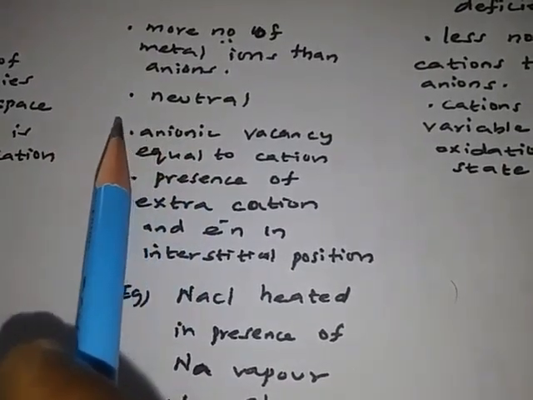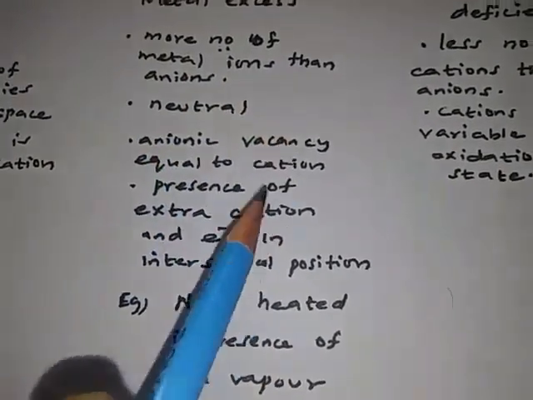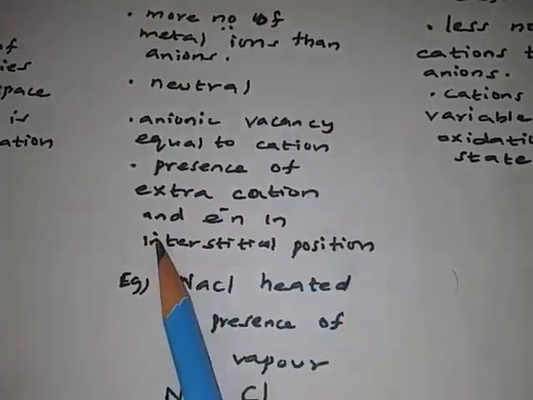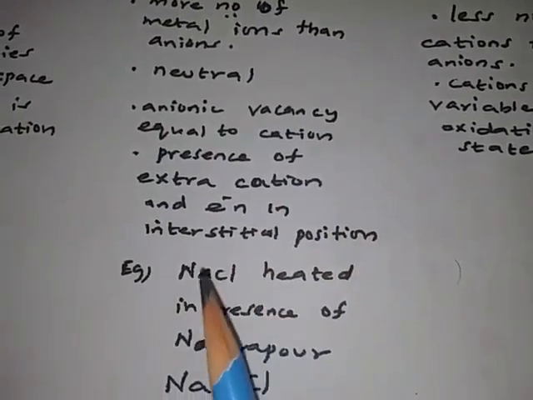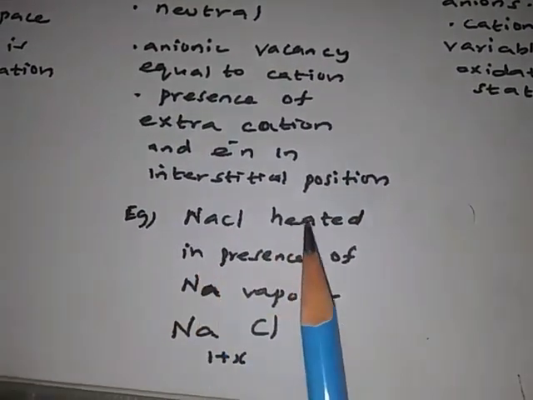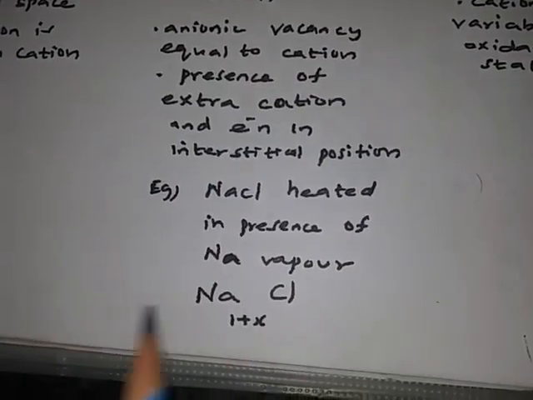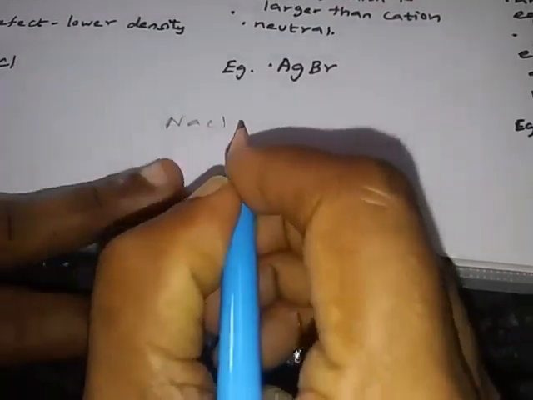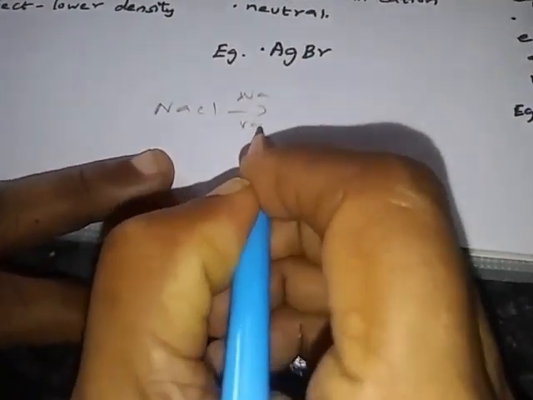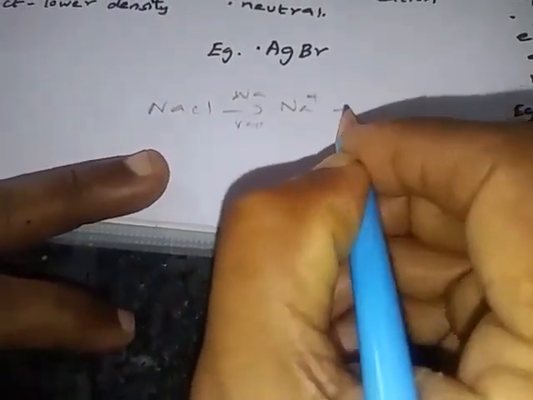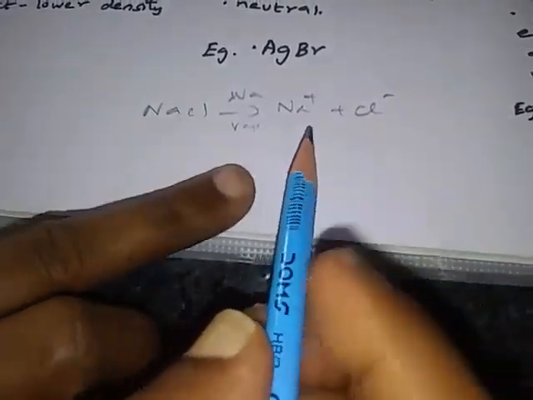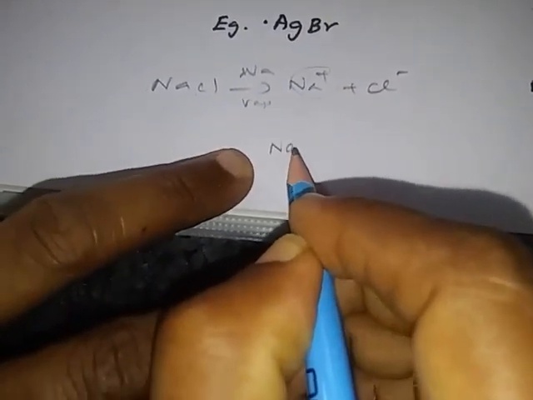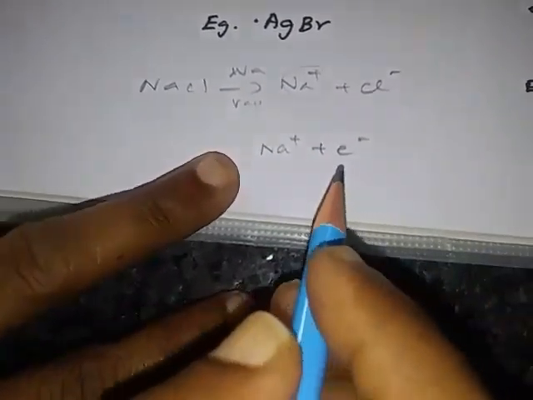But here also the electrical neutrality is maintained. The anionic vacancy is equal to the cation, or there is presence of an extra cation and electron in the interstitial position. For example, when sodium chloride is heated in the presence of sodium vapor, it changes into Na plus ion and Cl minus ion, and this Na plus ion will come to the surface.